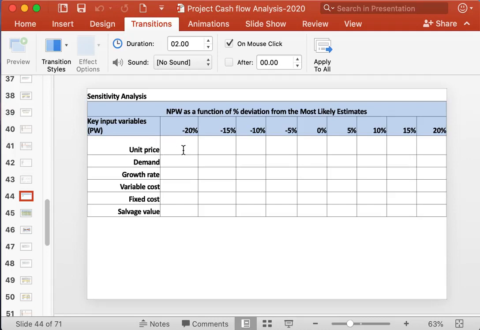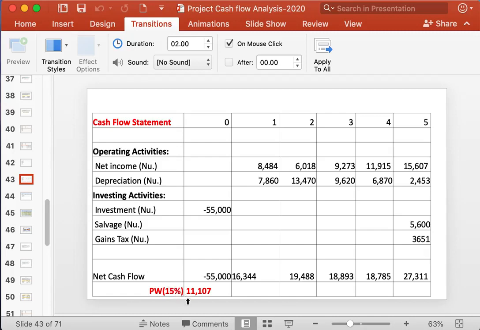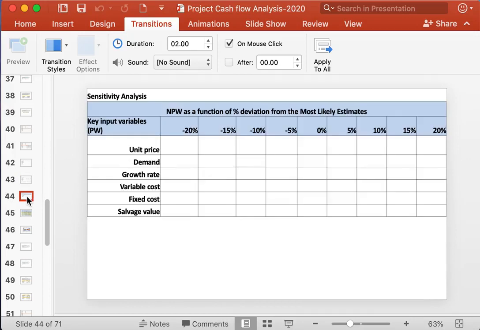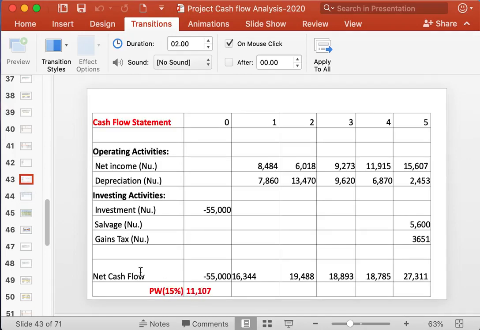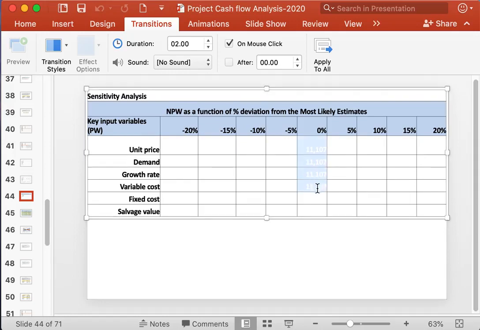So when the unit price percentage variation is 0, while all other variables are held constant, then the net present worth is equal to 11,107. So at 0% variation, the net present worth will all be the same, which is 11,107. So in all this, it will be 11,107.